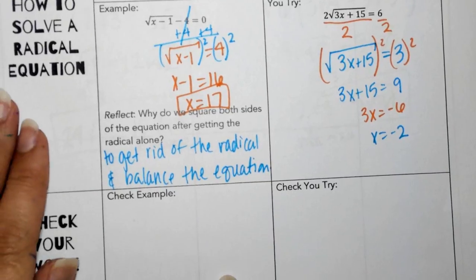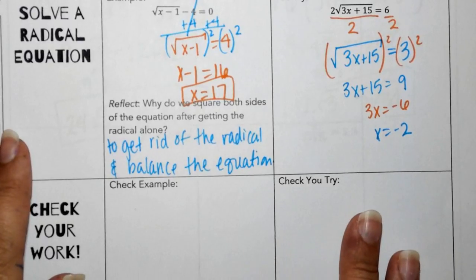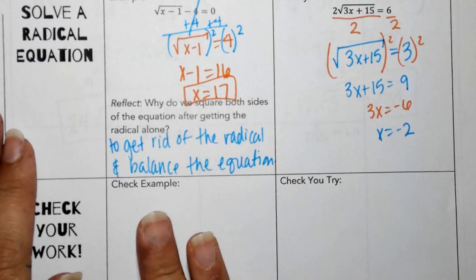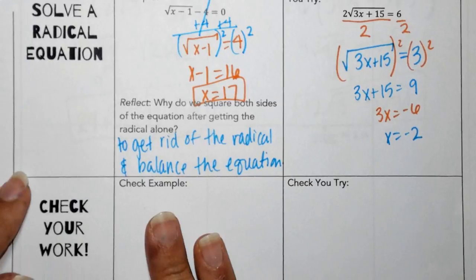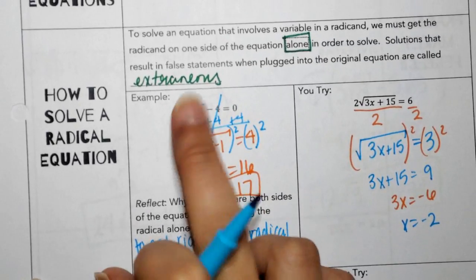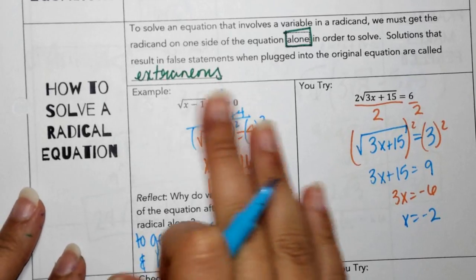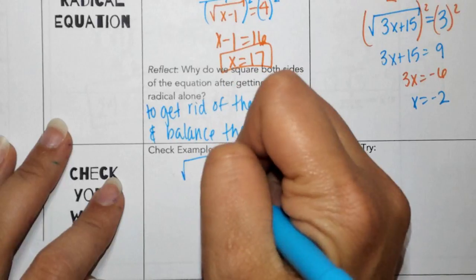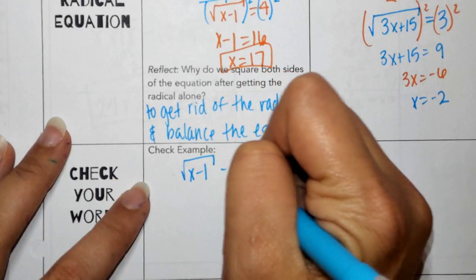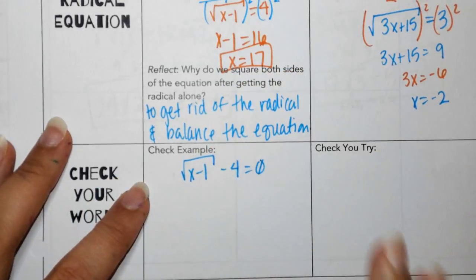How do we feel so far? Okay, and now checking the example, checking your work means you take what x is and you plug it back in up here so that you can make sure it actually equals 0. So we're going to write our problem when we're going to plug in 17. So our problem is the square root of x minus 1 minus 4 equals 0.